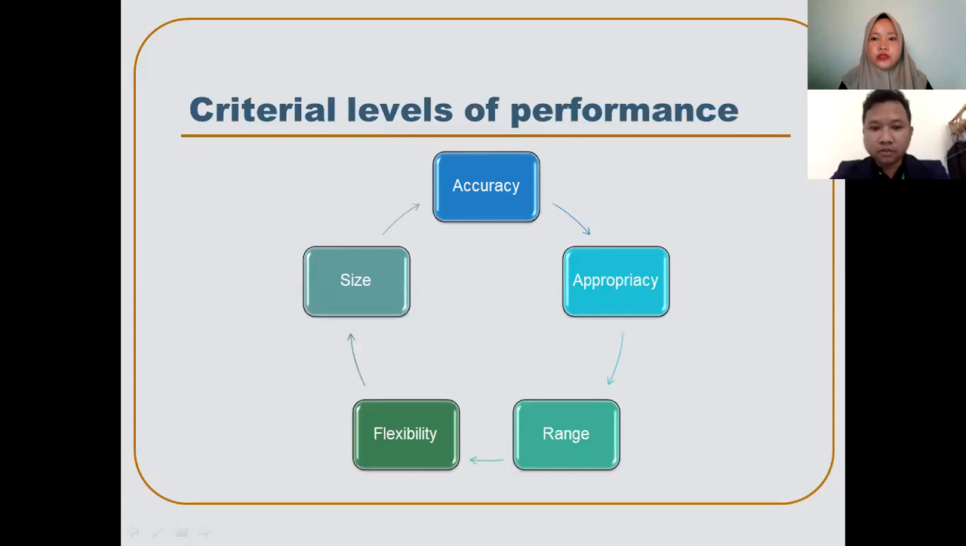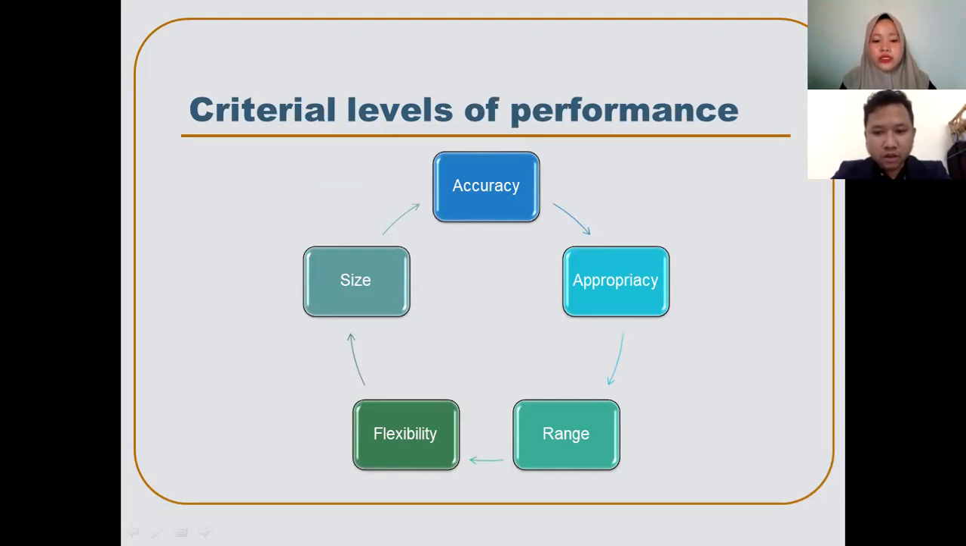Criteria levels of performance. The first is accuracy. Grammatical or lexical accuracy is generally high, though some errors which do not destroy communication are acceptable. And the second is processing. Use of language generally appropriate to function, the overall intention of the speaker is always clear.